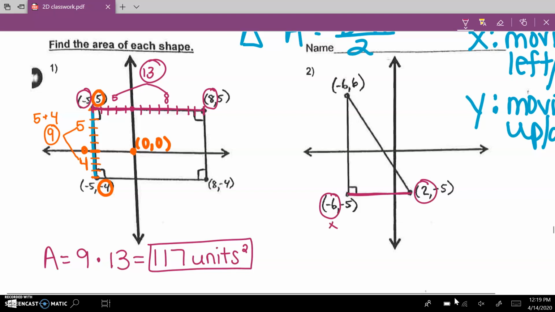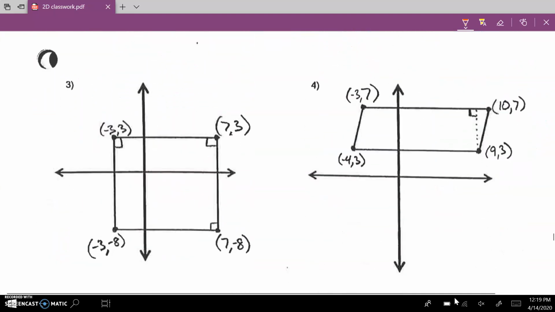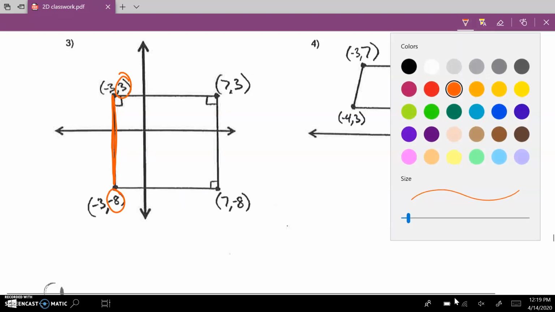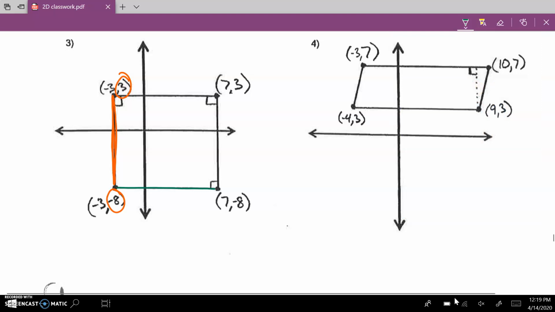So these are my x's. I'm looking at those. Now to find my height, my up and down here, I'm going to look at my y's this time. So I'm circling those in orange. Those are the ones we need for that side. If I go down to number 3 here, I'm going to need one of each side. On the left here, I'm moving up and down, which means I need my y numbers. And then I'm also going to need a line that goes left to right, which I'm doing in green here, which means I would need my x numbers.